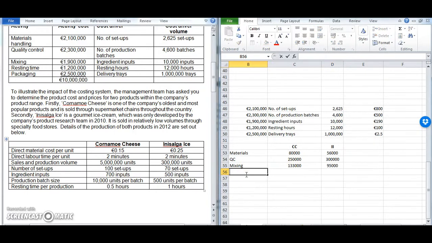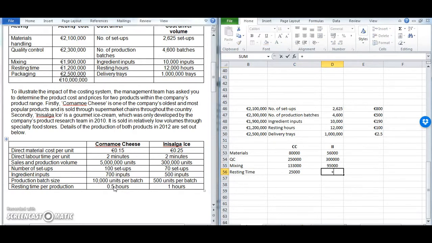Resting time. Resting time, it is €100 per resting hour. So times, now again, they don't tell you the number of hours resting time, they tell you resting time per production. So the point is, per production essentially means per batch. So per production run, per batch. So it's 0.5 times the number of batches, which we told was 500. So a bit difficult there, just makes you work a bit harder in terms of figure out what's going on. You have to pay attention to the level of detail given.